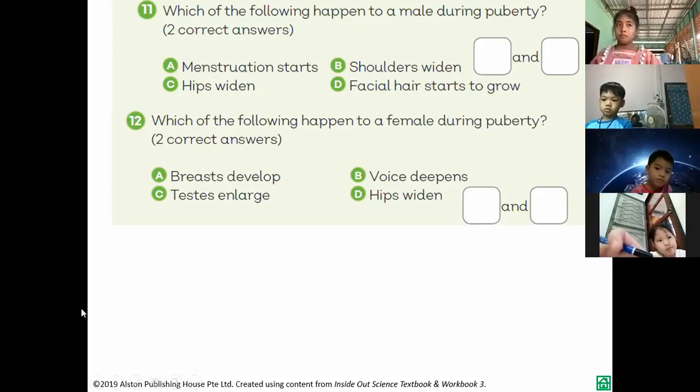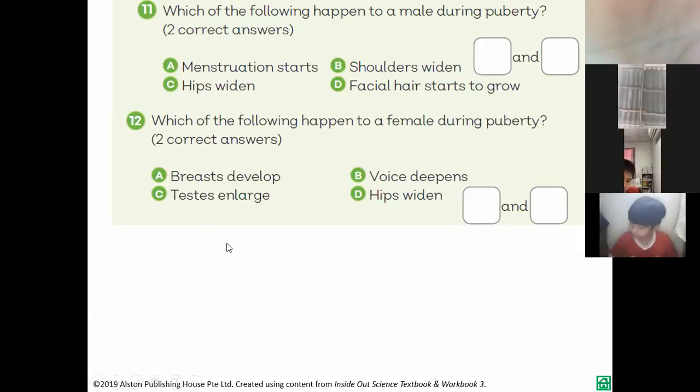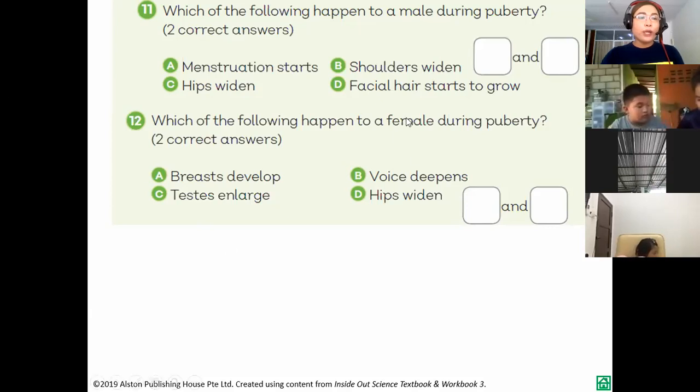What happened? What are the changes, class, for male, for boys?